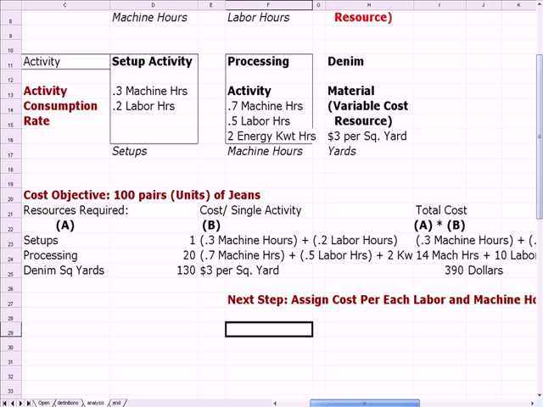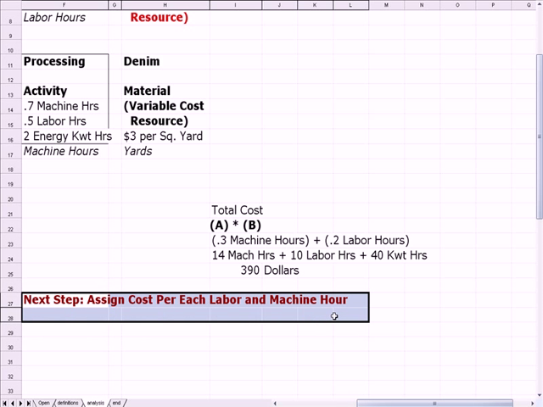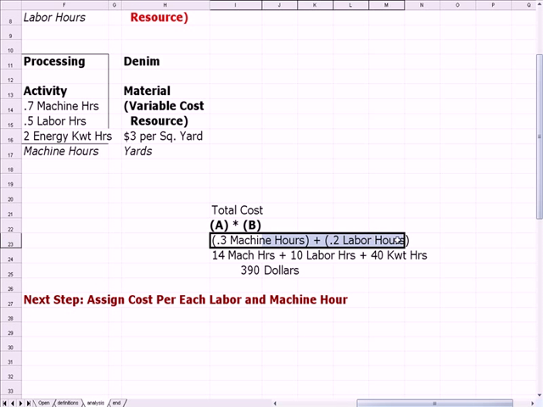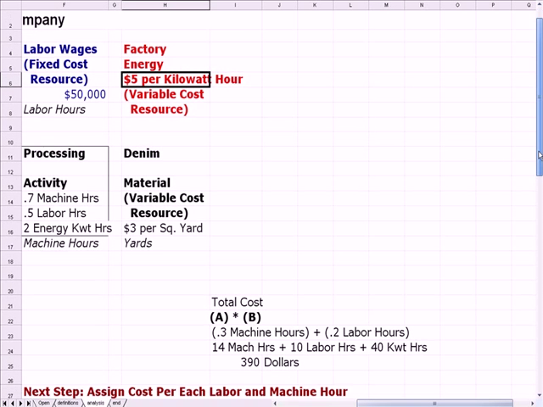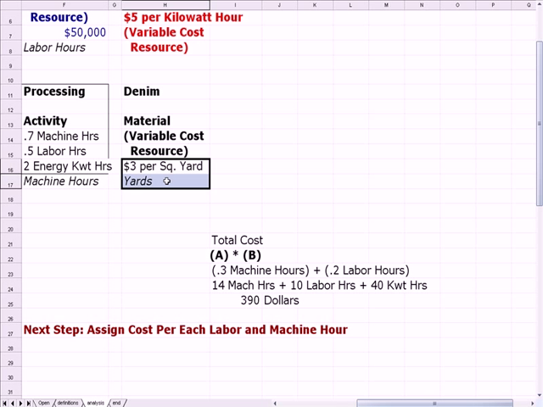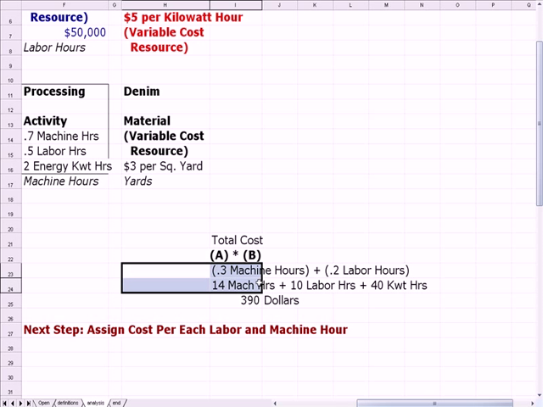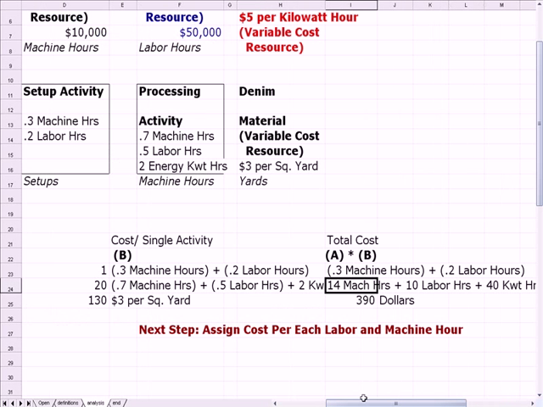And the last step would be to assign costs for each labor hour and machine hour, so I can convert hours into actual dollars. Bearing in mind that the kilowatt hours, I already know kilowatts $5 an hour. I know the cost per square yard for the material, but I need to know my machine hour and direct labor hour actual cost to get my total cost in dollars.